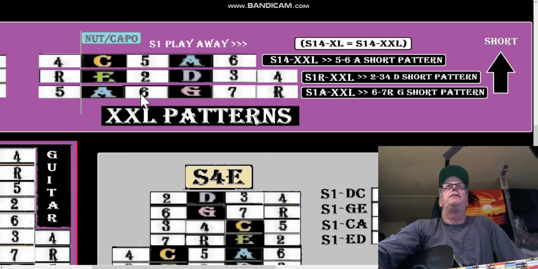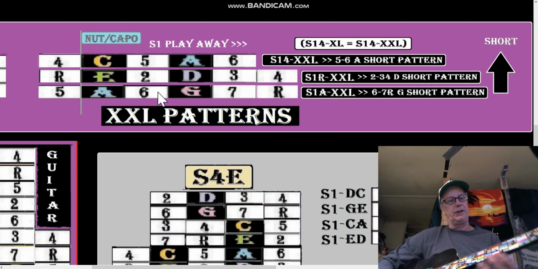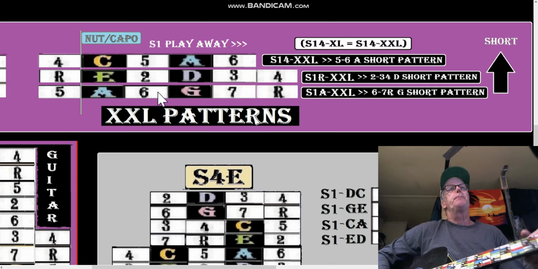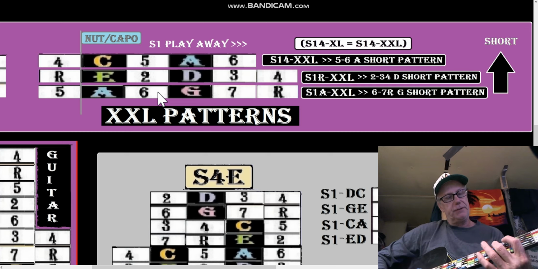So we're going to take the 5, 6, 7, and then we're going to add the root to complete the G string shape, the 6, 7 root string shape. So that would be here 6, 7 root would be in the key of what? In the key of G. So this is the real deal G.